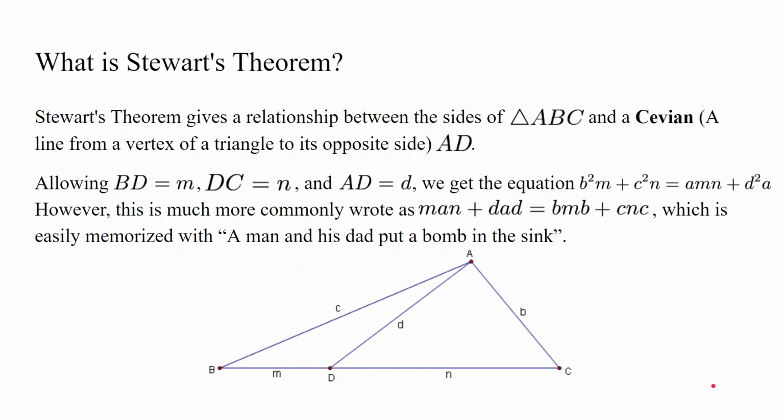A lot of different names for the sides and stuff. You can find the length of any one of these sides by using the lengths of the others. Stewart's theorem is the relationship between the sides, which is known as man plus dad equals bomb plus sink. A man and his dad put a bomb in the sink. You could shorten that down to something much less memorable, but this sort of fun stuff is.